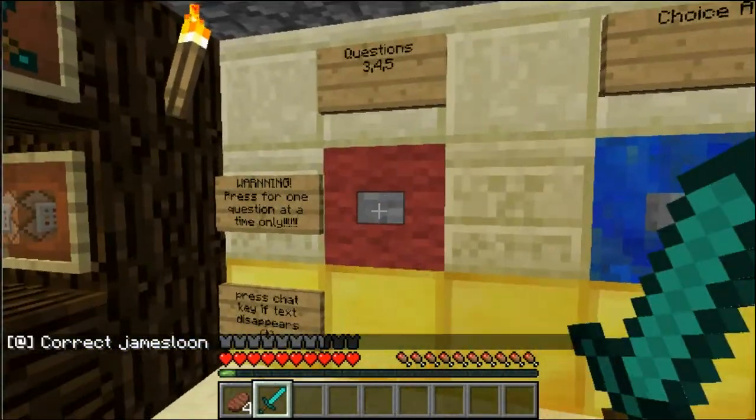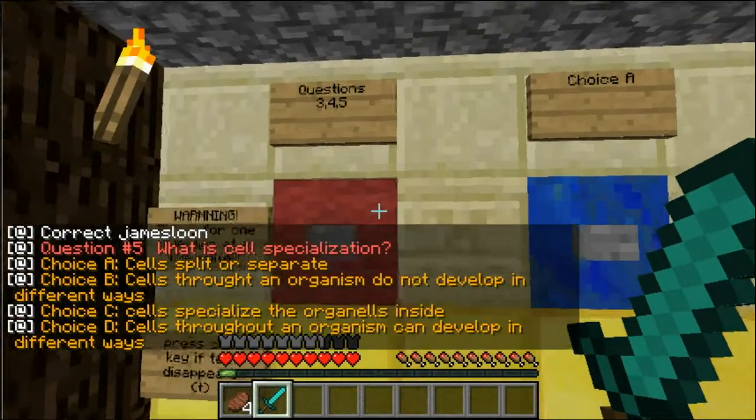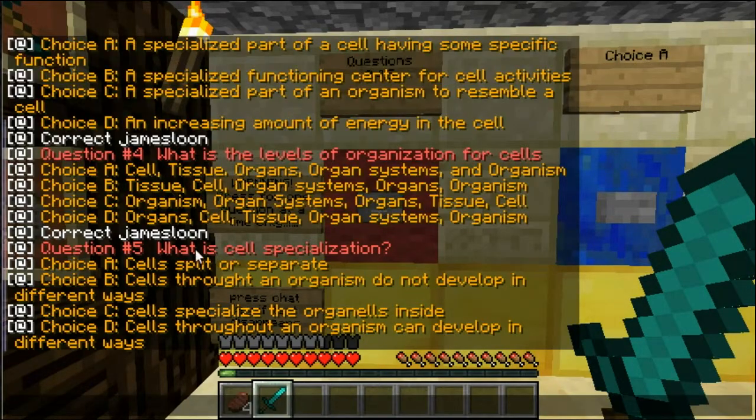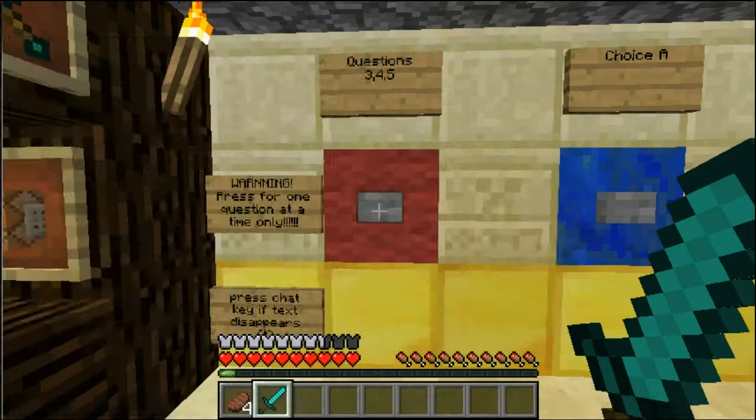Alright, moving on to the last question for this part, and that is question 5. So, question 5 is, what is cell specialization? Choice A, cells split or separate. Choice B, cells throughout an organism do not develop in different ways. Choice C, cells specialize through the organelles inside. Or choice D, cells throughout an organism can develop in different ways. Now, the answer to this question is actually cells throughout an organism can develop in different ways. Choice D.